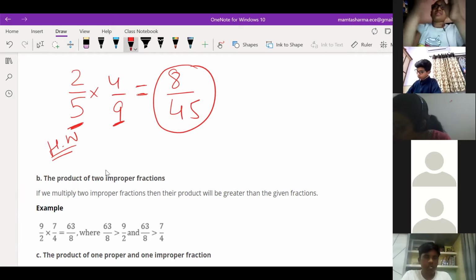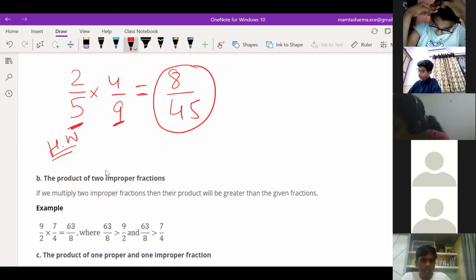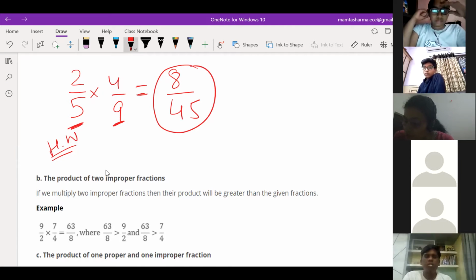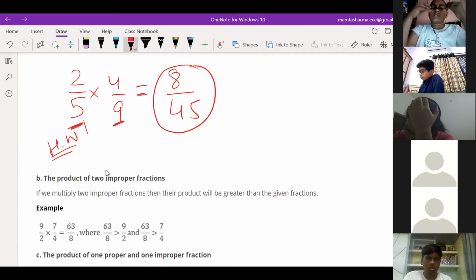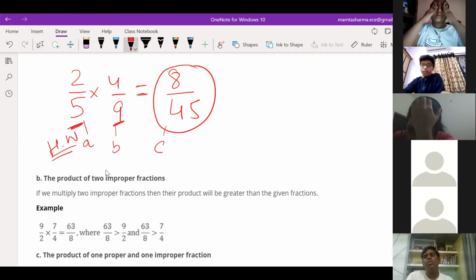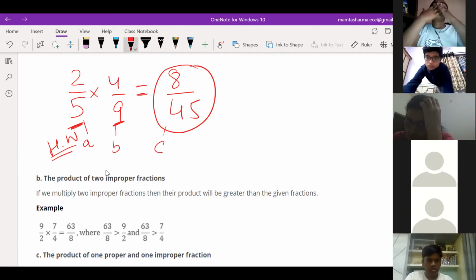Actually, we can do this with LCM. We have to multiply 2 by 5 and 4 by 9, and we are getting 8 by 45. Now I am saying which number will be greater. This number, if I say it is A, it is B, it is C. Which number would be greater?